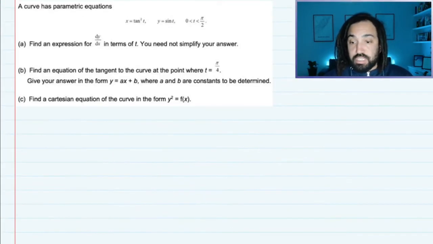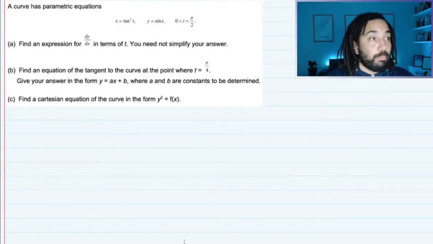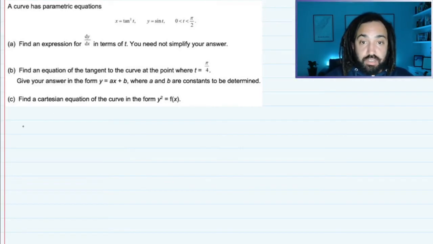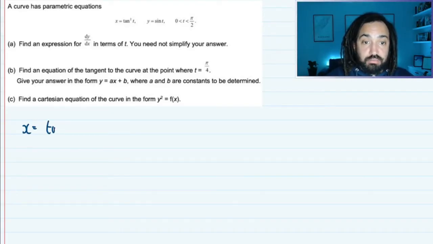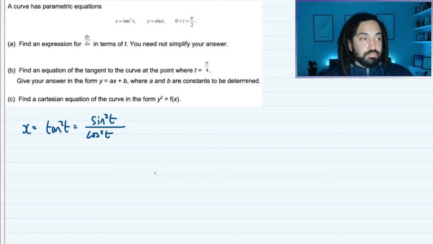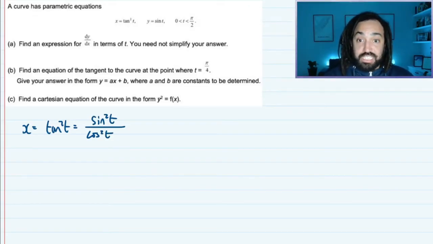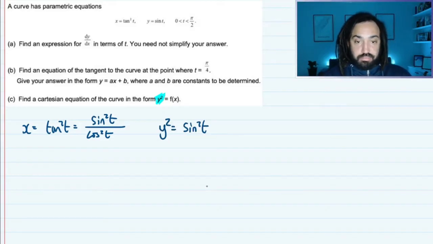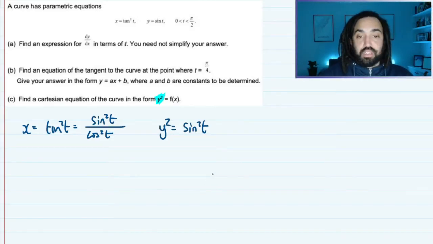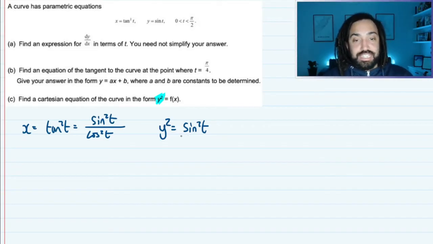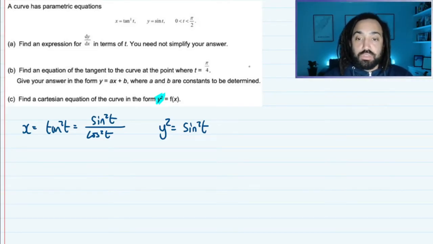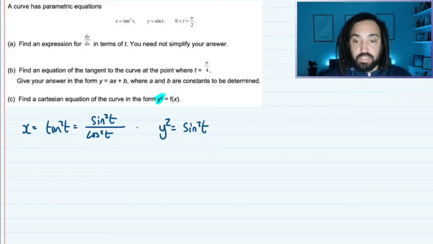Right, brilliant. This is screaming out for trig identities. So I'm going to start with x is equal to tan squared t, which is of course sine squared t over cos squared t. I can see that they're asking for it in the form y squared, so it would be a good idea to square y, which will give me sine squared t. Okay, so the idea is to eliminate the t's.